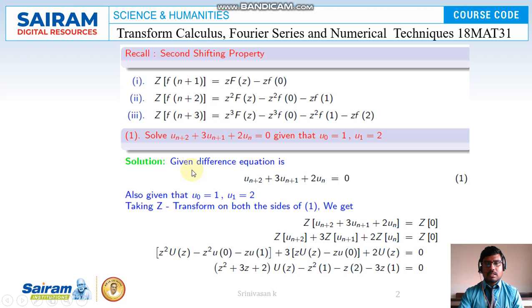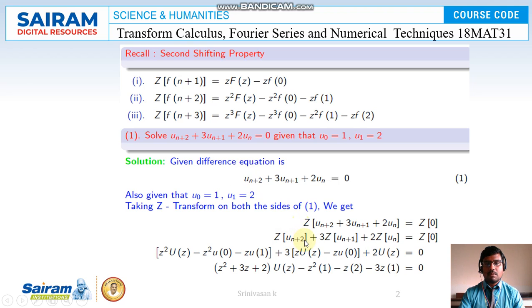Given the difference equation u n plus 2 plus 3 u n plus 1 plus 2 u n equal to 0, and also given u0 equal to 1 and u1 equal to 2. Now taking the Z transform on both sides, I split the Z transform for each term: Z of u n plus 2 plus 3 into Z of u n plus 1 plus 2 into Z of u n equal to Z of 0. Now here we apply the shifting property.